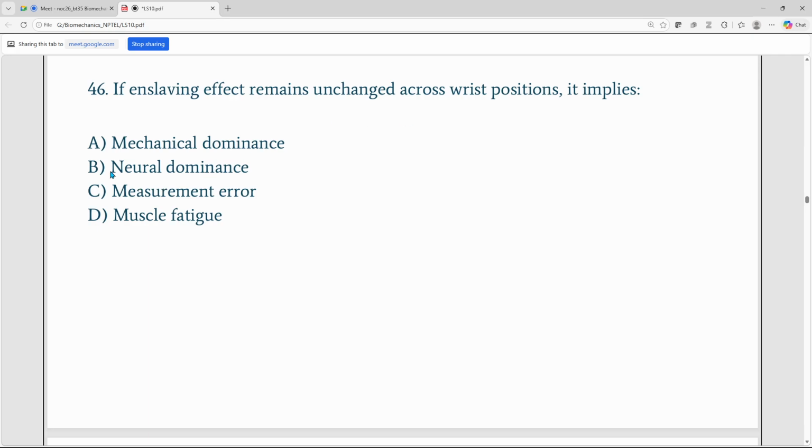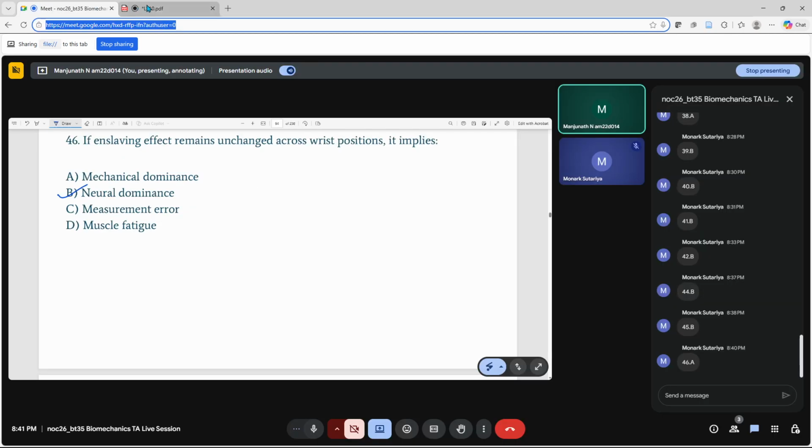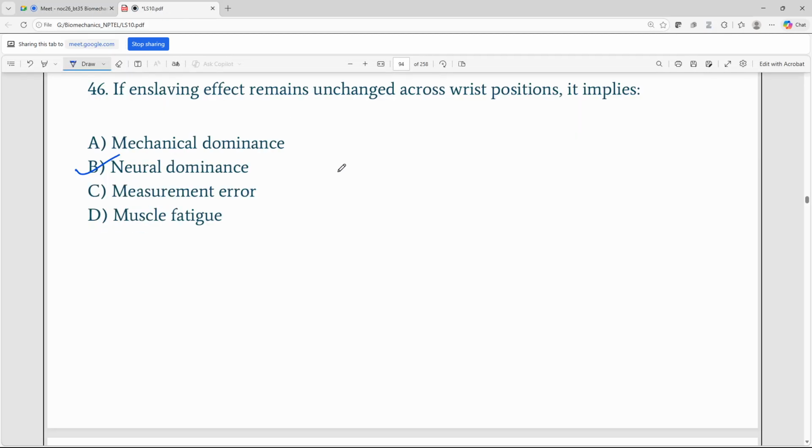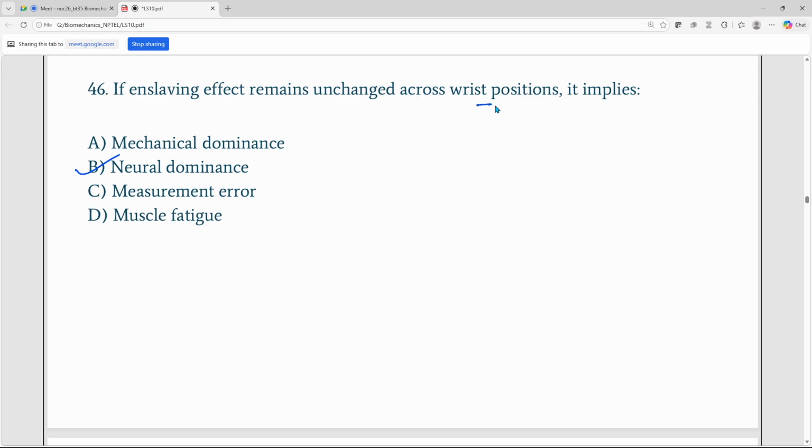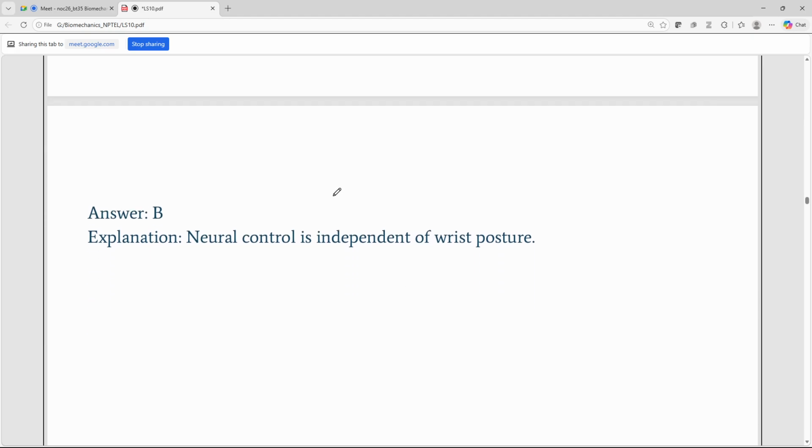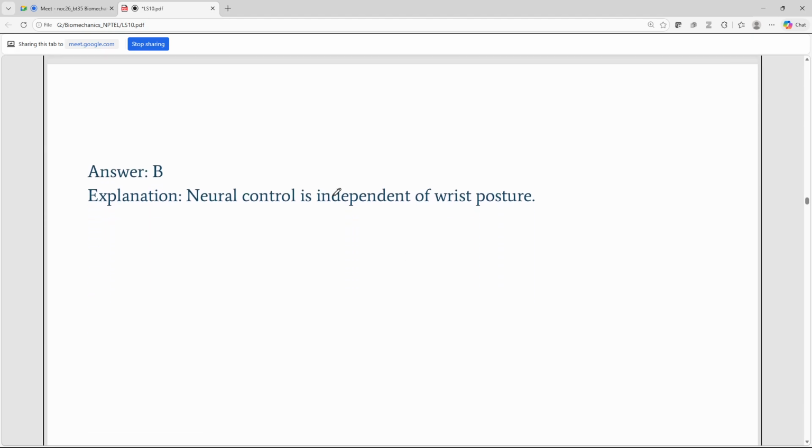Answer is option B, neural dominance. If it was mechanical dominance, then rest position change would definitely affect it. Because it is neural dominance, the enslaving effect was independent of wrist posture. This is because of the neural control, option B.